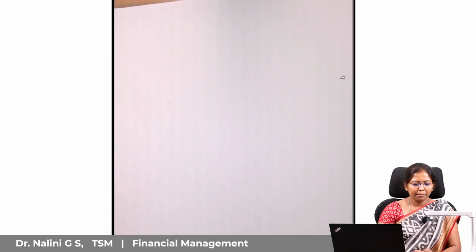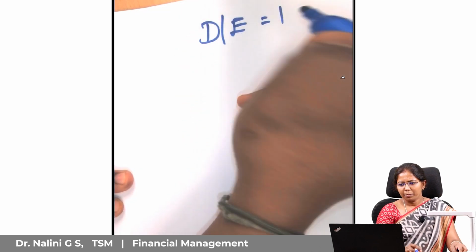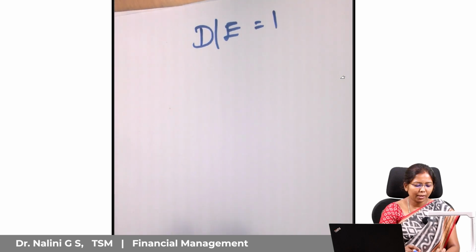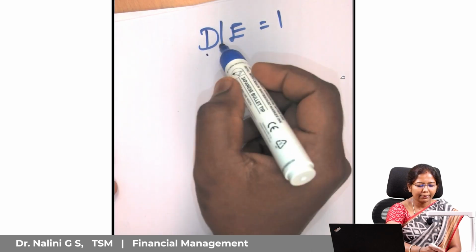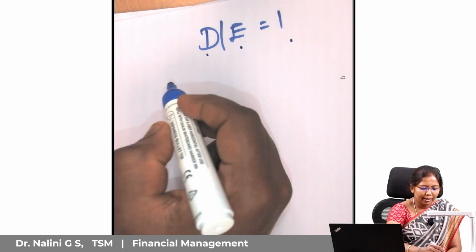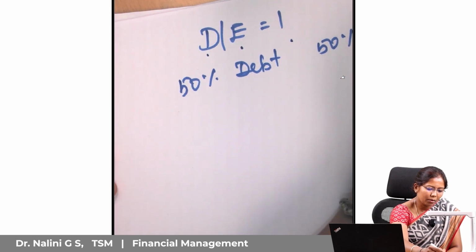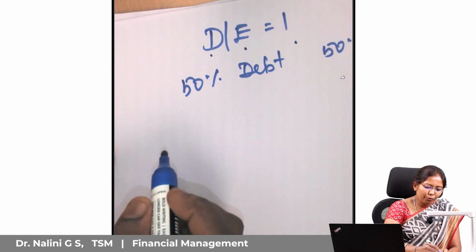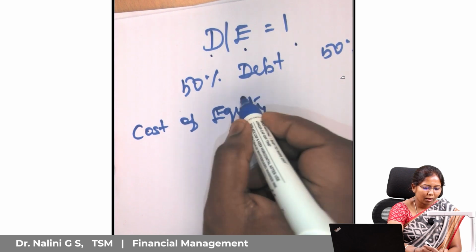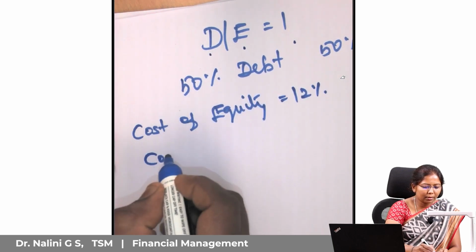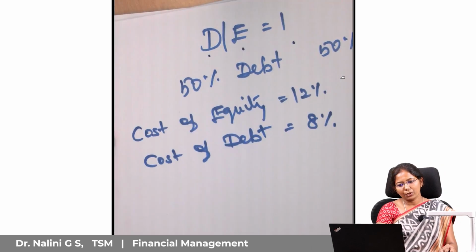Now I'll tell you a simple example. Company's D/E is 1. Let's assume the company has only debt and equity in the capital structure. D/E is 1, meaning when debt is equal to equity, D/E will be 1. So 50% debt and 50% equity. Alright, let's say the cost of equity is 12%, and the cost of debt is 8%.